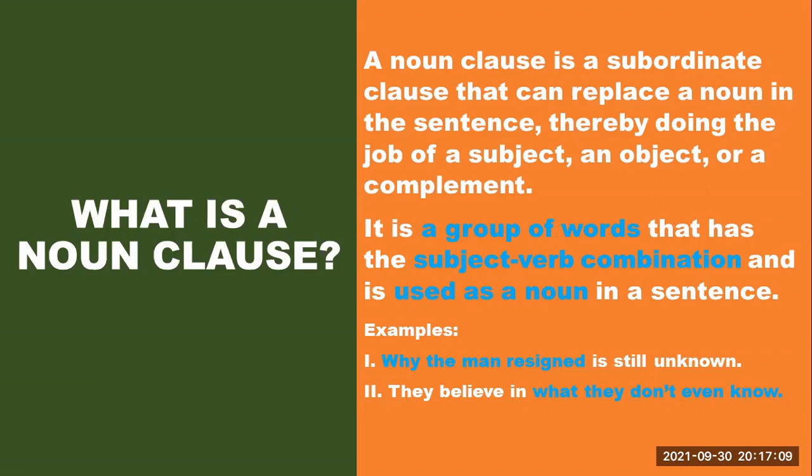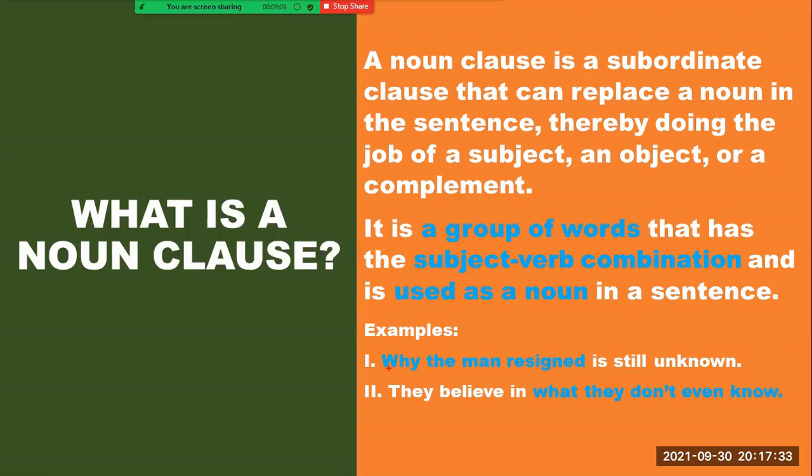Now, a noun clause is a group of words. That's the first feature we want to notice about a noun clause. It's a group of words. Then it has a subject-verb combination, and it is used as a noun in a sentence. Now, let's quickly look at examples.